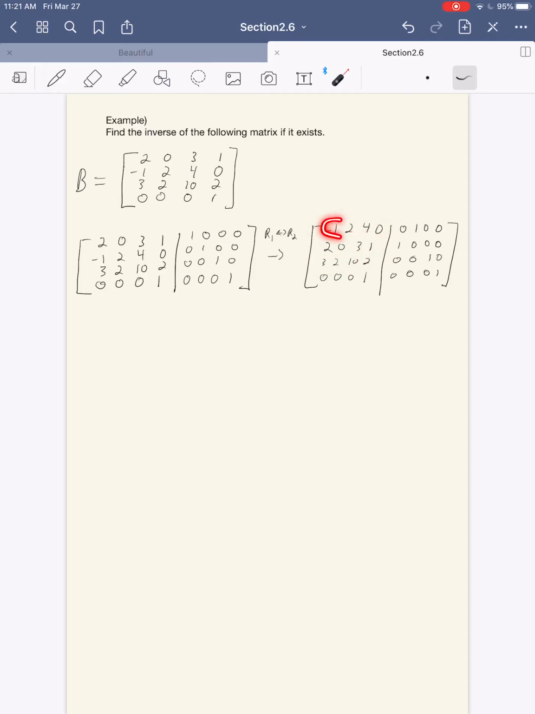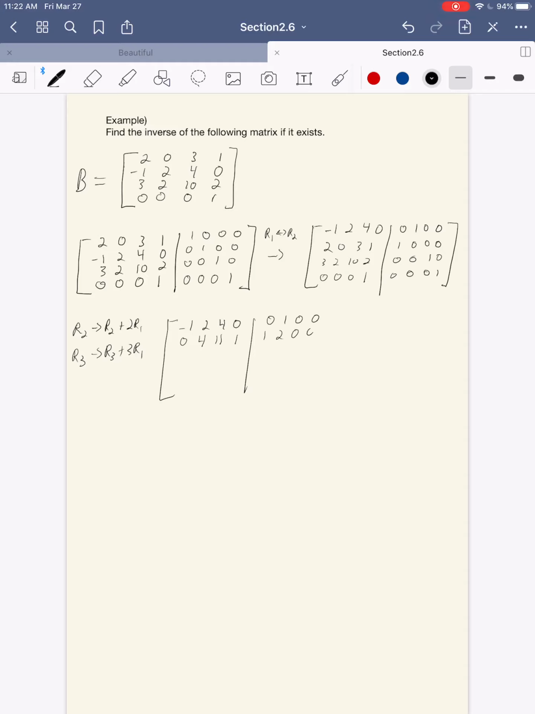Obviously, we could also hit it with -1, but we can always do that later. So let's take row 2 and replace it with row 2 plus 2 row 1, and row 3 with row 3 plus 3 row 1. Upon doing that, we should have -1, 2, 4, 0, 0, 1, 0, 0. Then we've got 0, 4, 11, and 1, and then that was 2, so it was 1, 2, 0, 0.